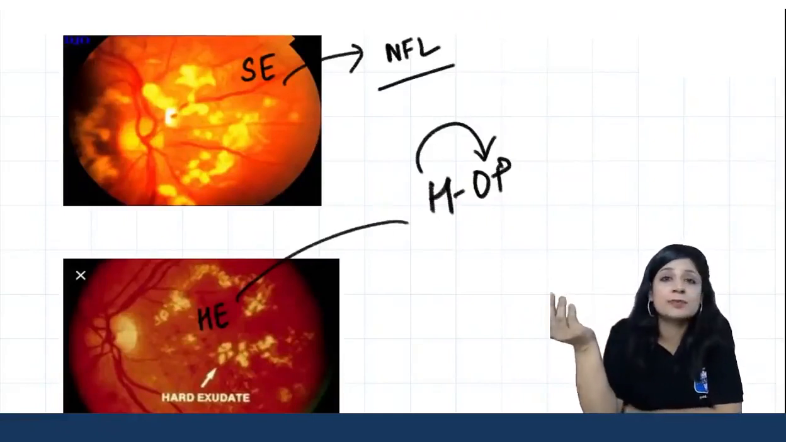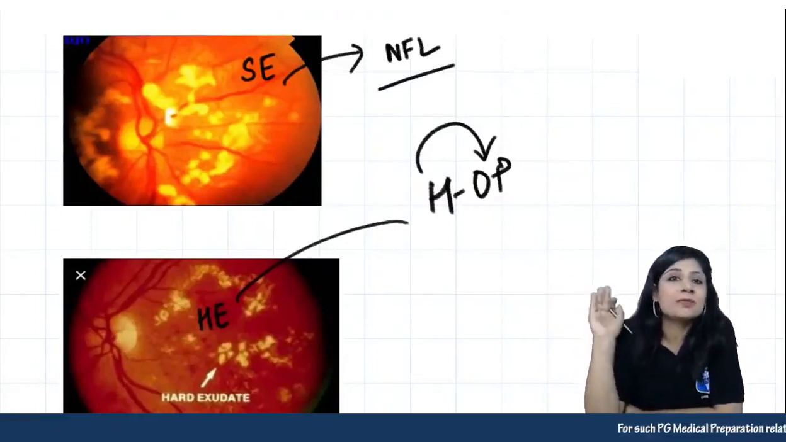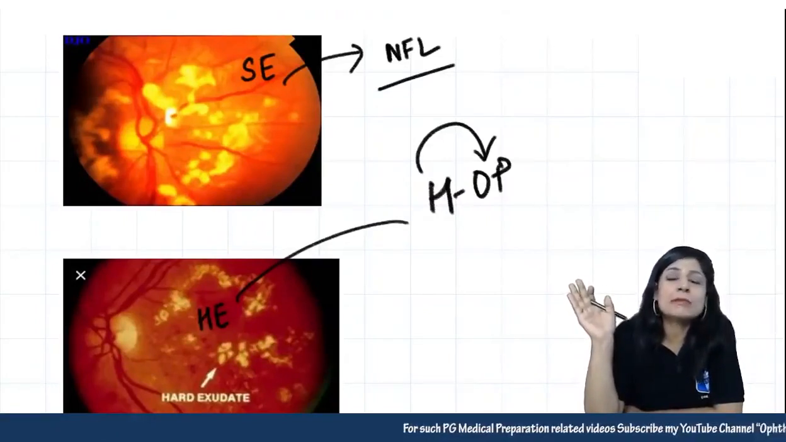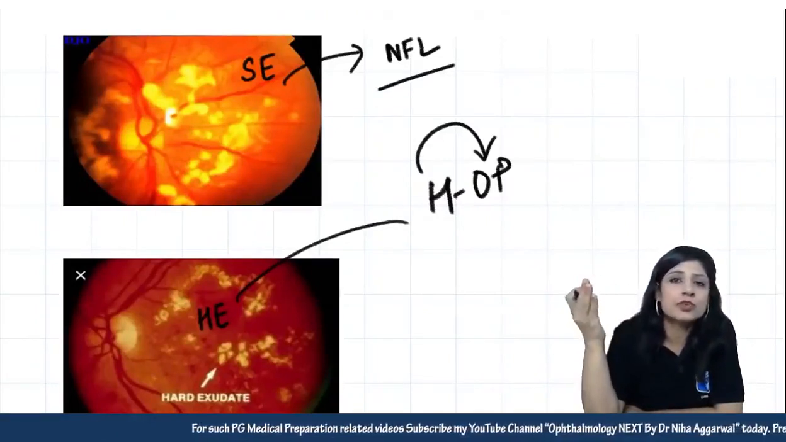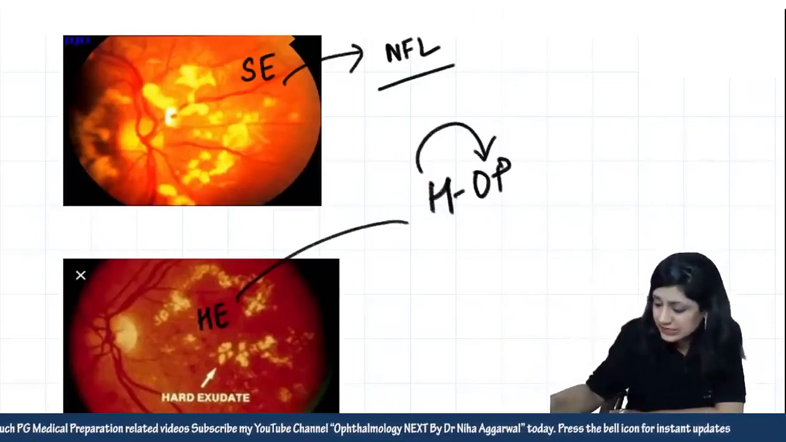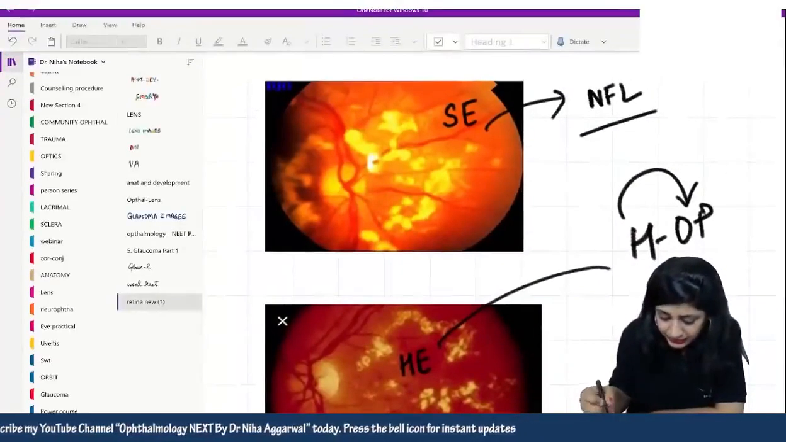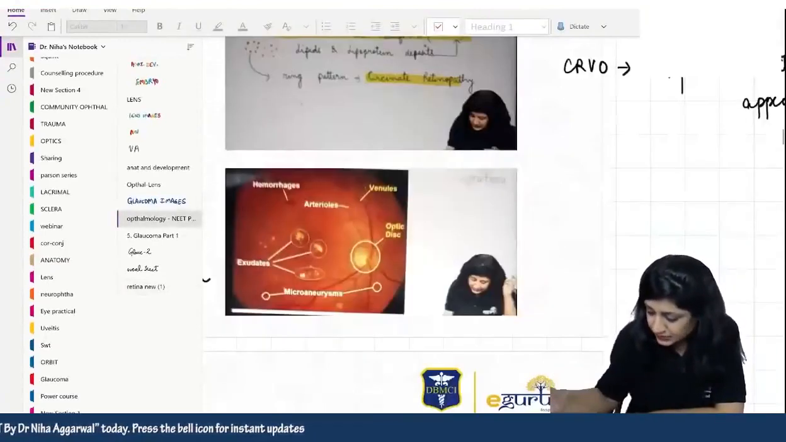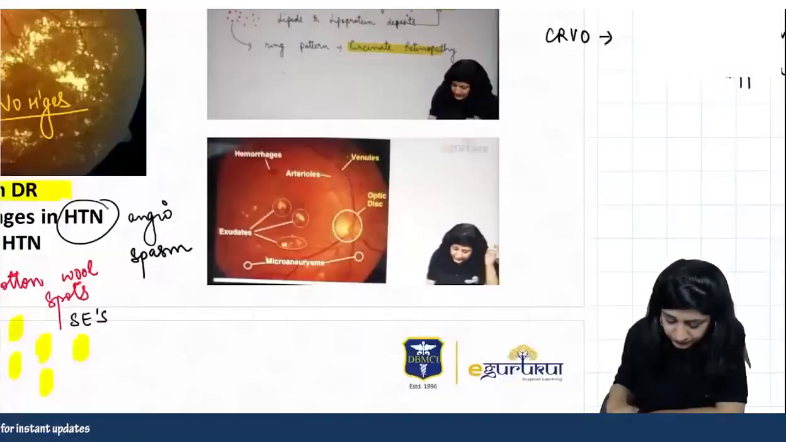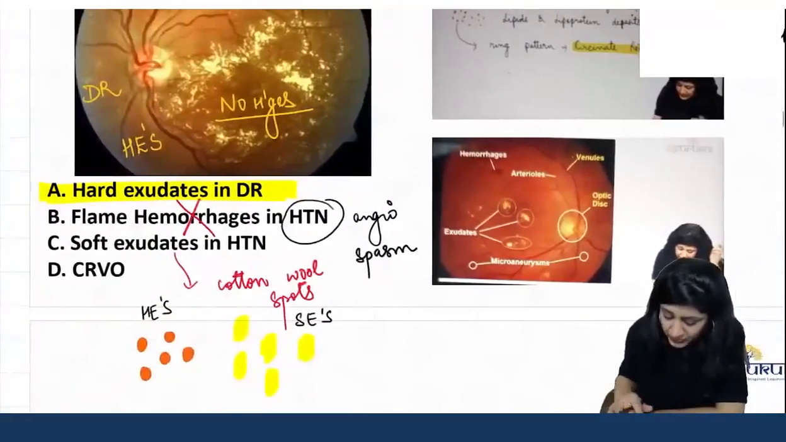Gradual loss of vision was also there. So loss of vision means more towards the diabetic retinopathy, because hypertension does not lead to vision loss as much as diabetes does. So I think it should be more towards the diabetic retinopathy. Okay?